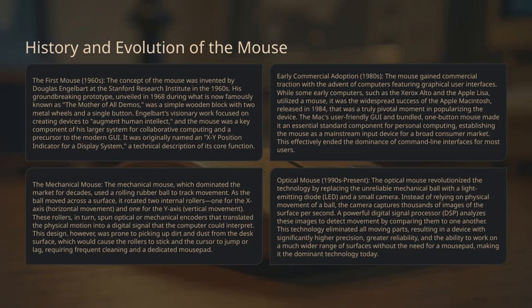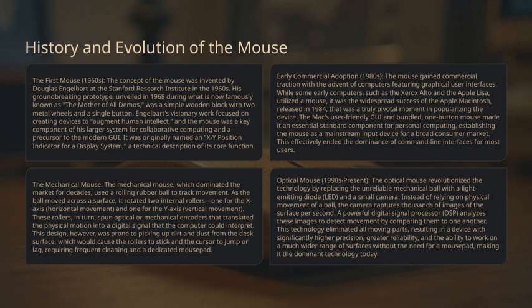Let's take a closer look at the history and evolution of the mouse. It all began in the 1960s with Douglas Engelbart at the Stanford Research Institute, who invented the very first concept of the mouse. His groundbreaking prototype, which he revealed during the famous Mother of All Demos in 1968, was a simple wooden block with two metal wheels and just a single button.